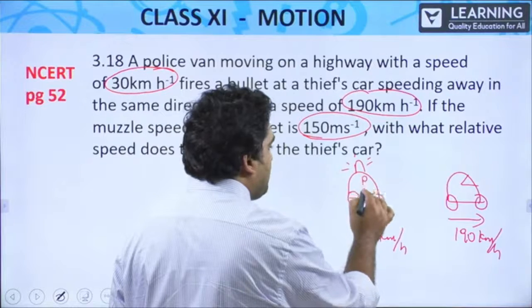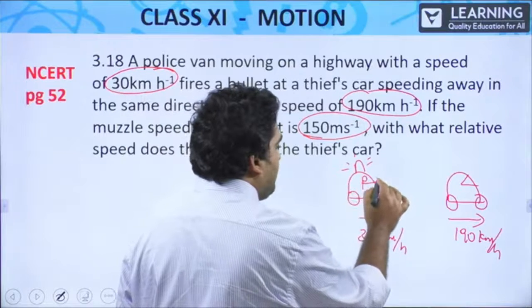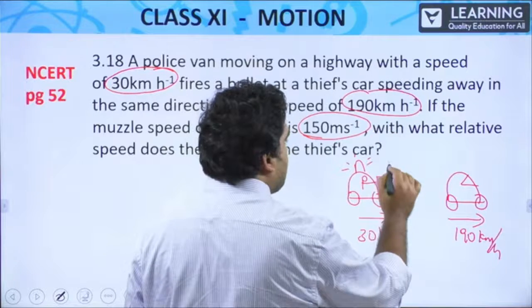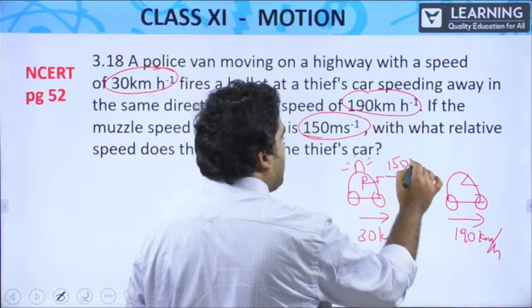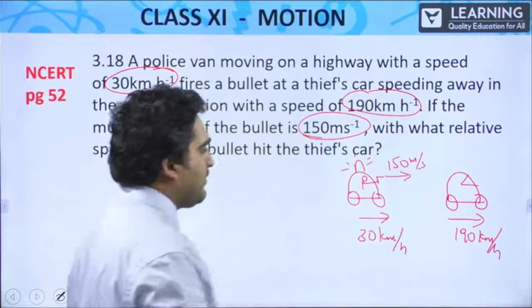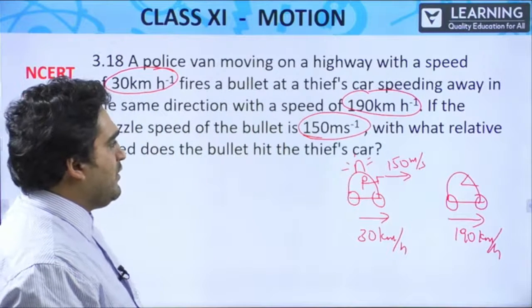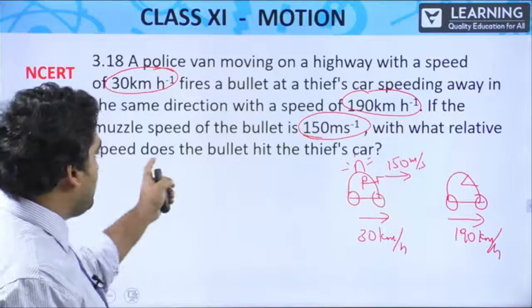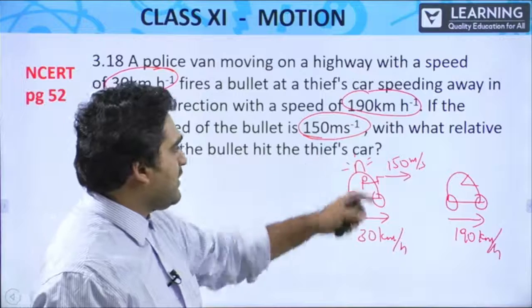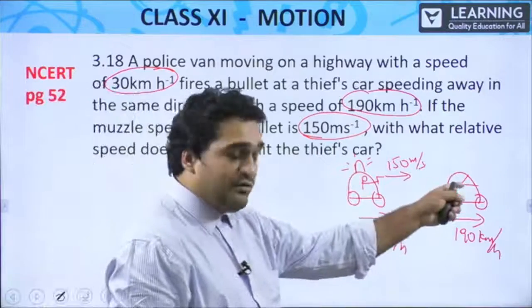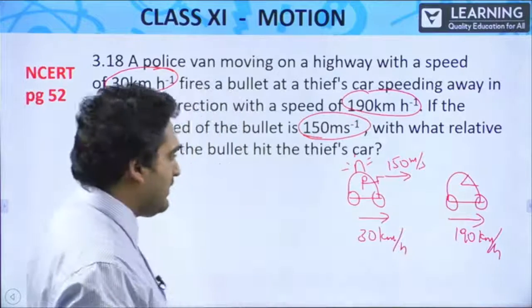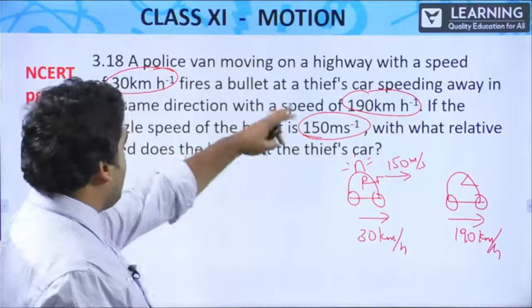Okay, so you have a policeman who fires a bullet. So this bullet travels at a speed of 150 meter per second. So at what relative velocity does the bullet hit the thief's car? So with respect to the thief, at what velocity will the bullet hit his car? So first let us convert these two.